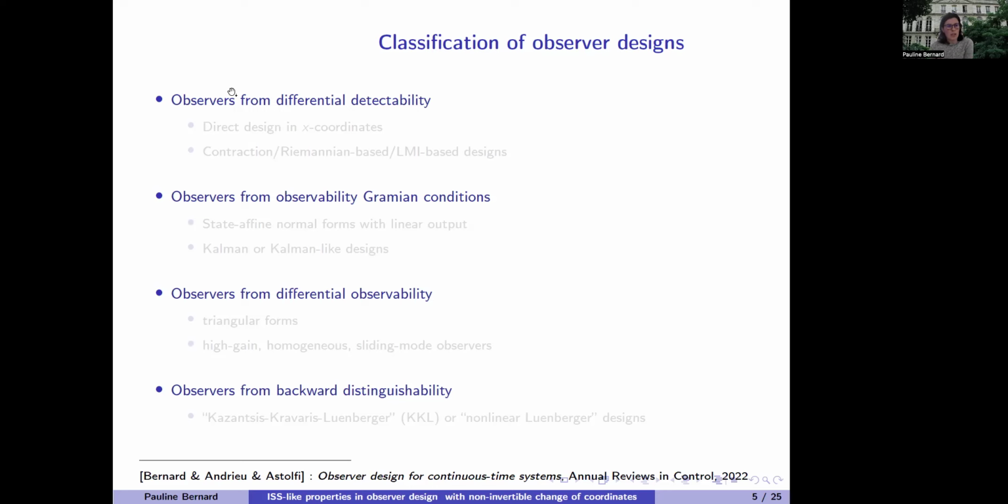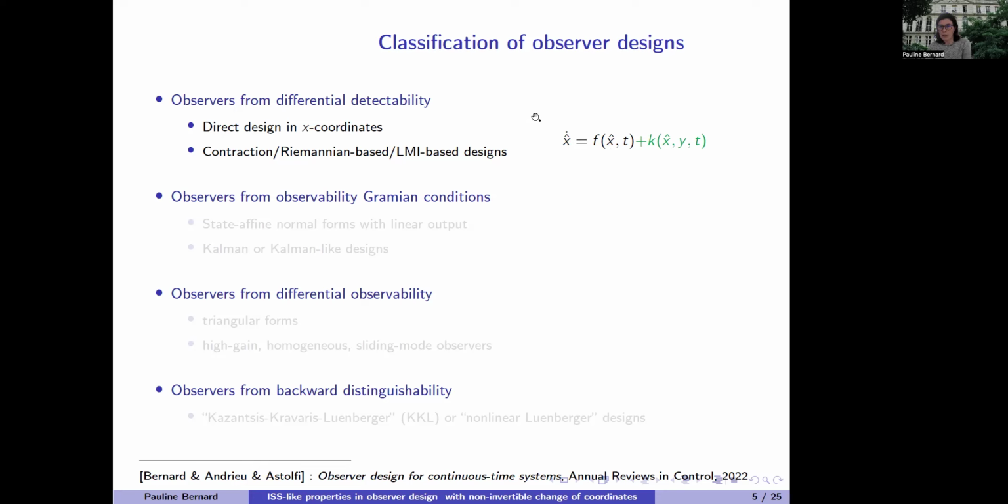The first one is those which are based on what we call differential detectability. Those are basically the ones which, unlike what I was saying before, allow you to write the observer in the system coordinates. So they are built as a copy of the dynamics plus some correction terms. And the correction terms basically compare the measurement to the estimate.